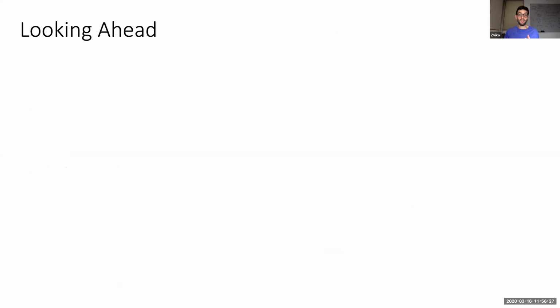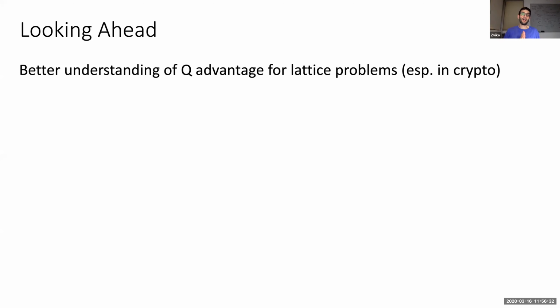So this leads me to the end of the talk, looking ahead. Some of these things you already asked. It's very important to continue and explore further and understand where and what type of quantum advantage we can get for lattice problems, in particular in the cryptographic regime. This is important also for the real world, because people actually intend to use lattice cryptography, and people do intend to construct quantum computers. So these things are going to meet, hopefully, at some point in the future.